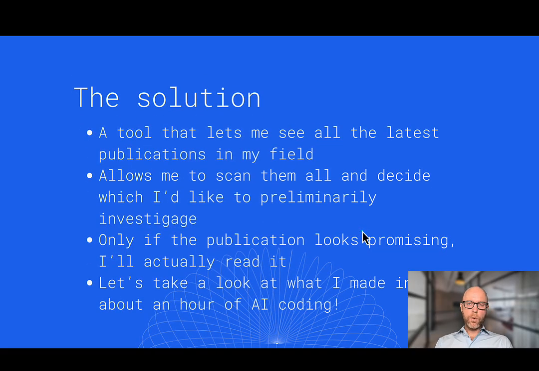It's a tool that will let me see all the latest publications in my field. In this case, I just picked hydrogen research, but it could be anything. I would like it to help me scan the publications, and maybe interrogate them and decide if I actually want to read them. Only if it looks promising will I actually read the publication. So let's take a look at what I made in about an hour of AI coding, plus or minus.